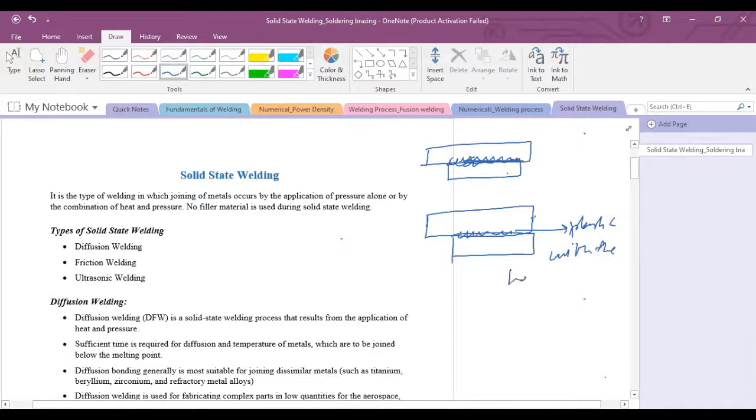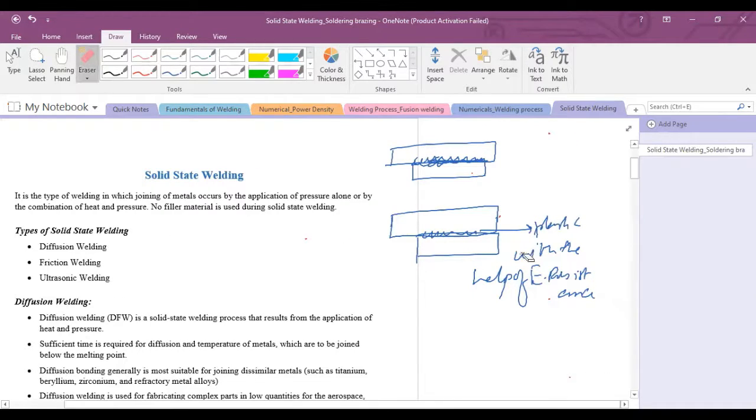electrical resistance. Due to electrical resistance, this interface will go into the plastic form. Plastic form means this part will not regain its shape. Elasticity will be removed from the interface of these two base metals.